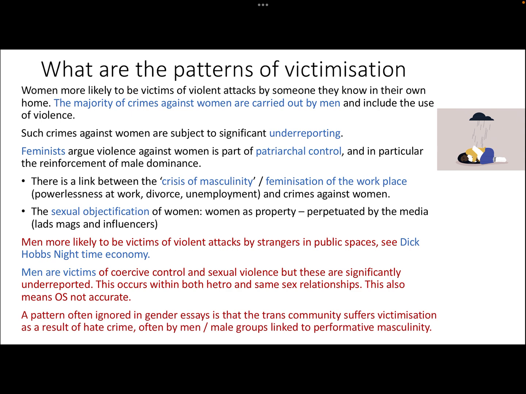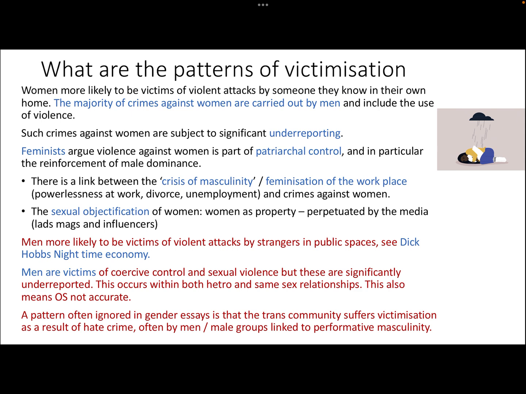And I think a final point just to end on here is that what is often ignored when we look at the gender topic in sociology is the experience of the trans community. They suffer quite a lot of victimization in terms of violence, verbal abuse, and hate crime, and this is often done by men or male groups linked to that idea of performative masculinity. Like, there's an argument that they are so hateful towards the trans community as a way of performing how masculine they are, if you like.